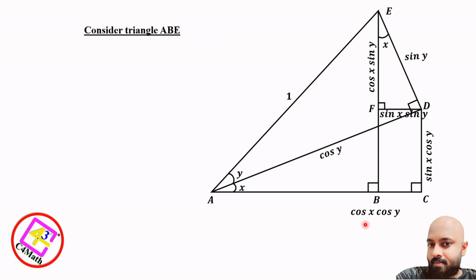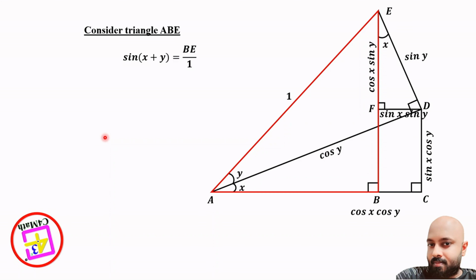Then next, consider the big right angle triangle, this one. We know this total angle, that is x plus y. Next we are going to apply sine and cos here. This angle we know is x plus y. In this case the opposite side is EB, and the adjacent side is AB. The hypotenuse, opposite to 90 degrees, here it is 1. Okay, then first we can write sine of x plus y.